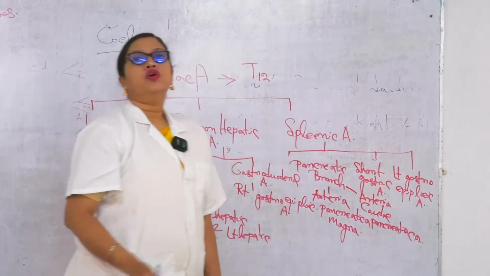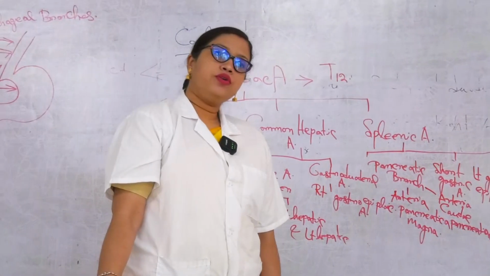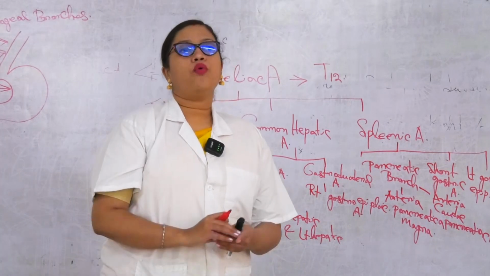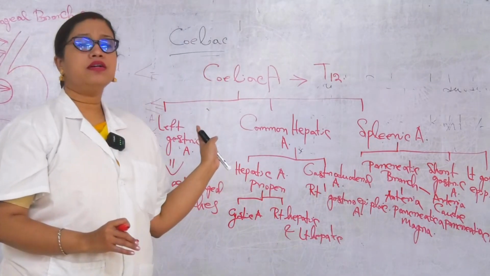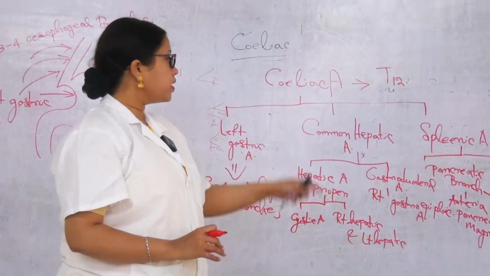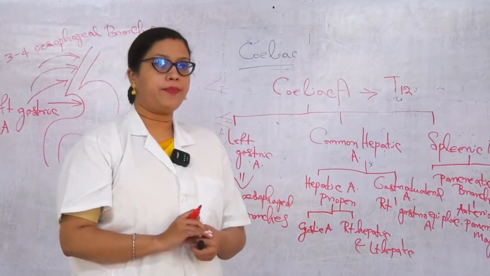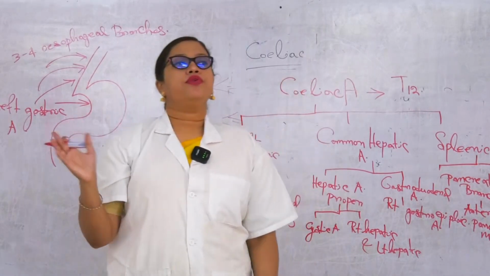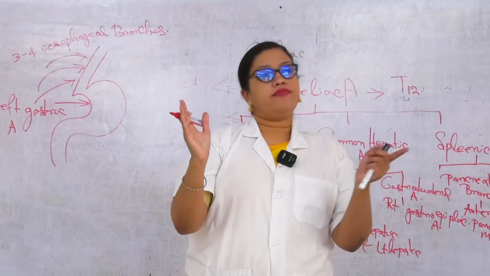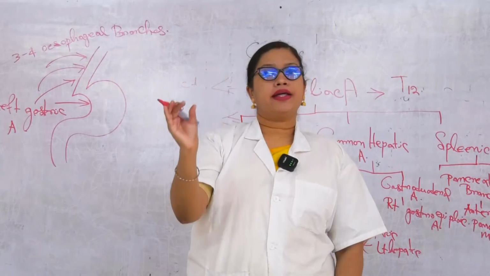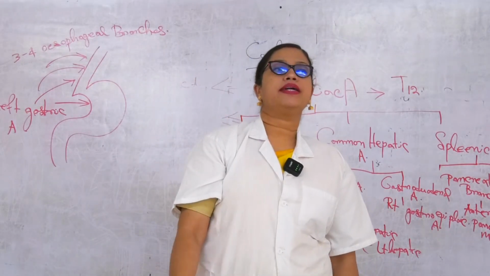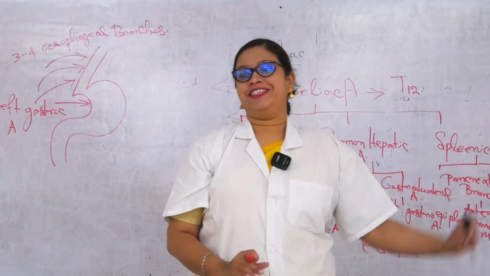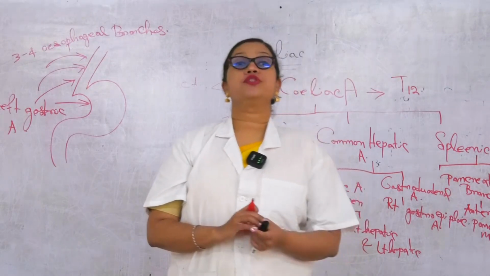Okay, understood? So these are the branches of the celiac trunk. Now one by one, already I have discussed the left gastric artery. The next one is the common hepatic artery. If you draw the liver, it would be divided into right and left hepatic artery, and another artery giving to the gallbladder is known as the cystic artery. So what is our major concern is the third one, that is the splenic artery.